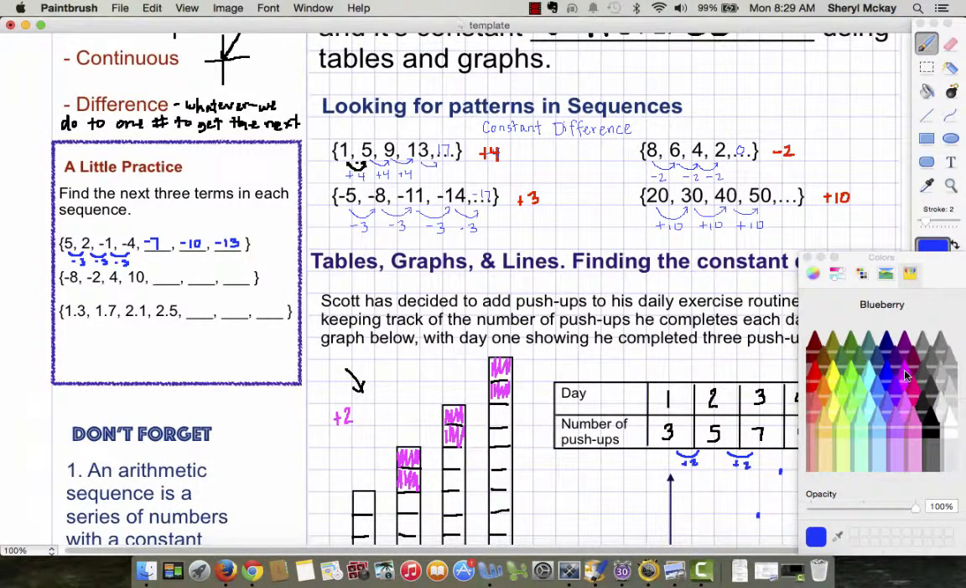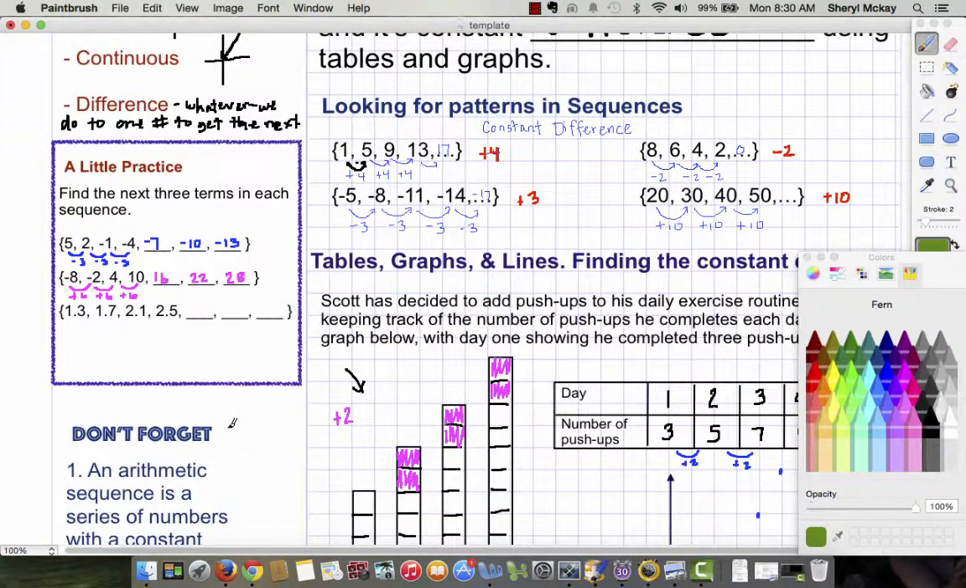On this one, you should have seen that from -8 to -2, you actually added 6. And from -2 to 4, you added 6. And from 4 to 10, you added 6. So your next 3 terms would have been 16, 22, 28. And go ahead and do the last one.